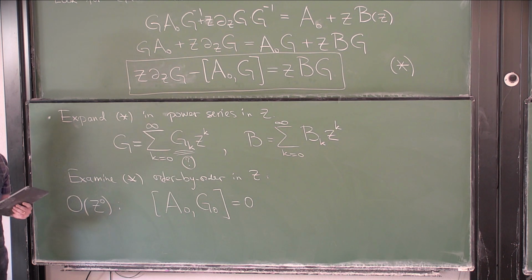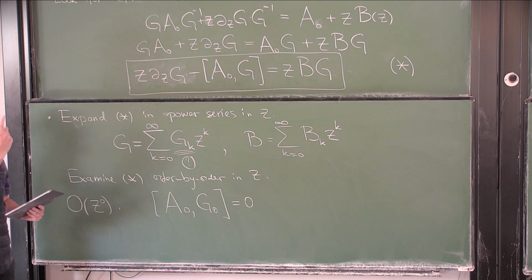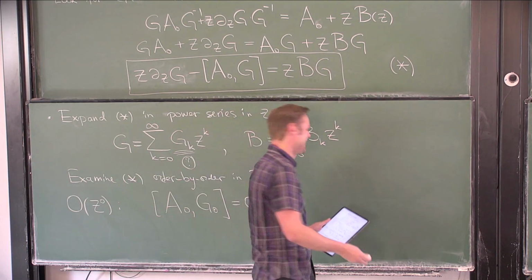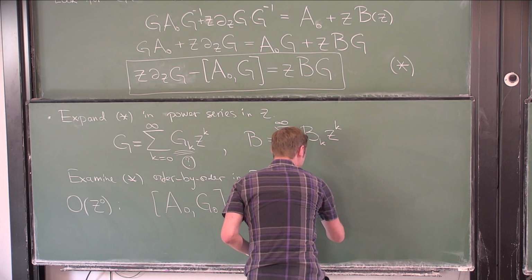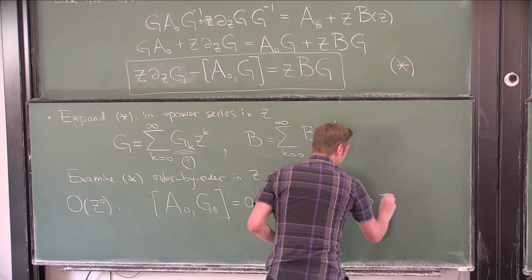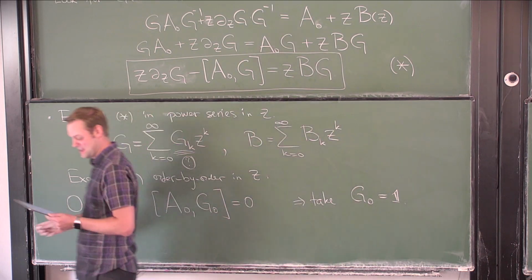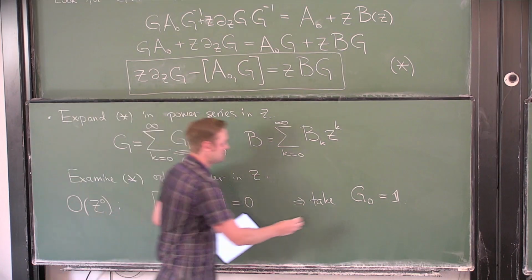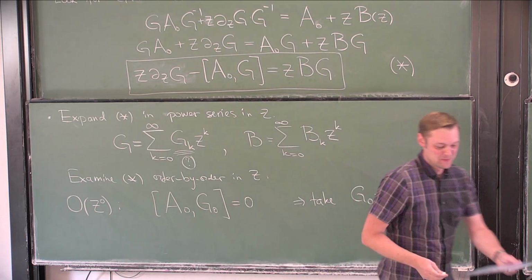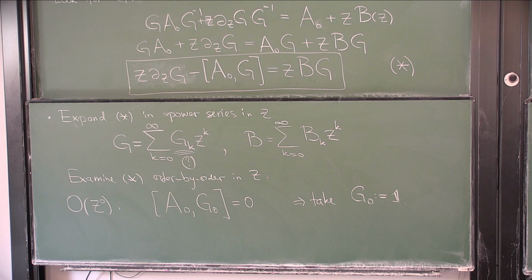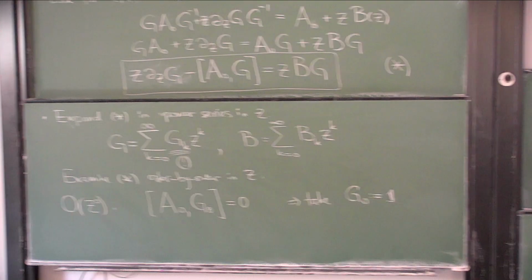Multiple of the identity? Yeah, what kind of multiple? Like a constant? What kind of constant? Complex constant? One? Yes, just the identity. So G0 is literally the identity matrix, and that does it. It's really that simple.